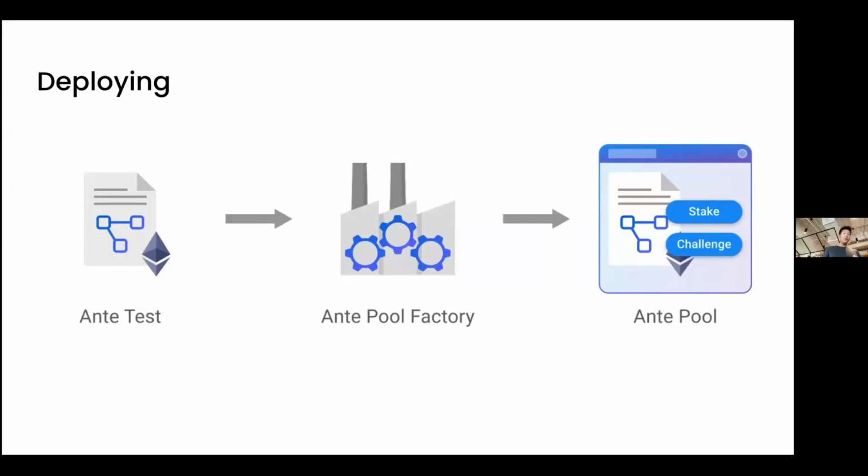And the way we imagine people deploying Ante tests is after you've put your Ante test on chain, you can use our interface and basically spin up an Ante pool from our Ante pool factory. And that way, the Ante pool is the contract that handles all the funds, and it's non-custodial, immutable. It handles the decay capture as well as the payout in the case of the Ante test failing.